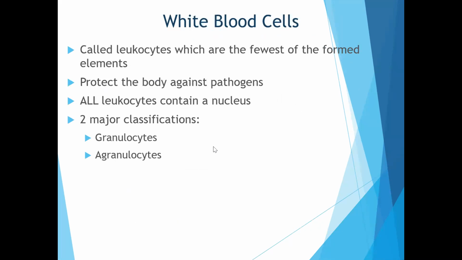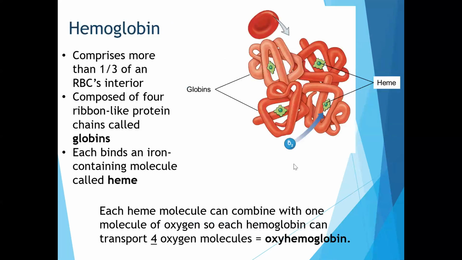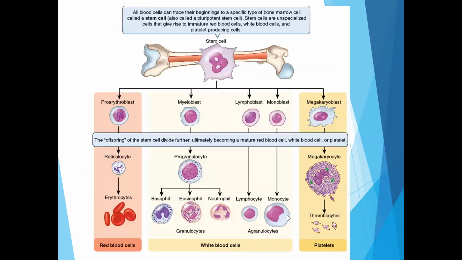Okay, moving on to white blood cells. Another term for these is leukocytes. This is the fewest of our formed elements, but super important because this is our immune system. They protect the body against pathogens. All leukocytes actually do contain a nucleus. And we have two major classifications, granulocytes and agranulocytes. So I'm going to sneak back up to this picture here.